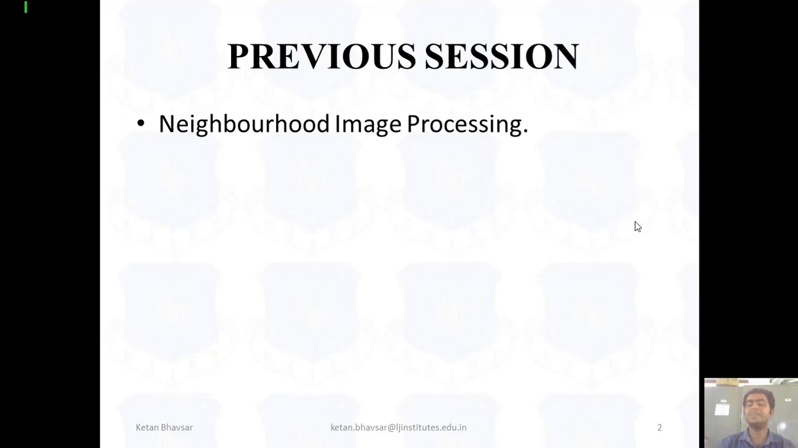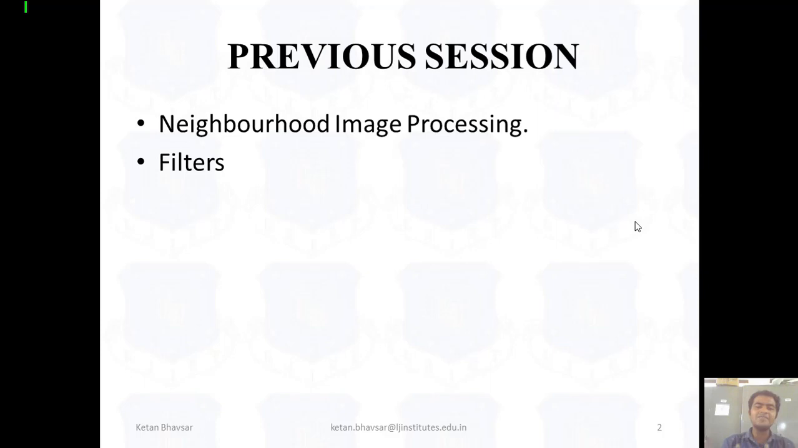In the previous session, we discussed neighborhood image processing and filters. In neighborhood image processing, we try to improve the quality of an image, or enhance the image at a particular centroid pixel, so we use neighborhood image processing and different types of filters, because a filter is one of the best examples of neighborhood image processing.